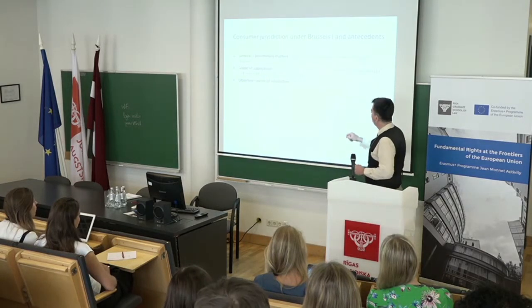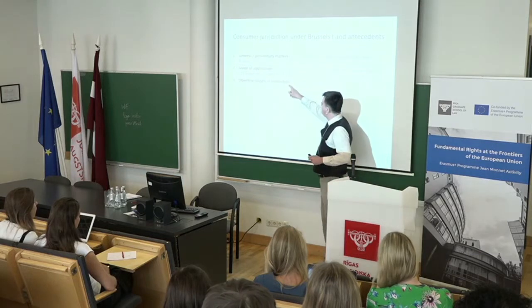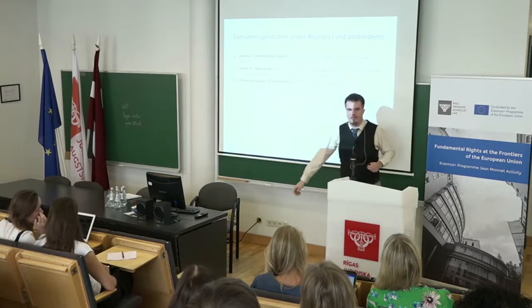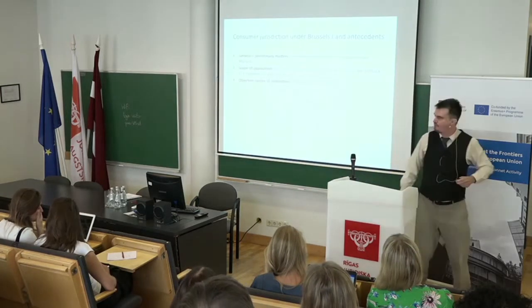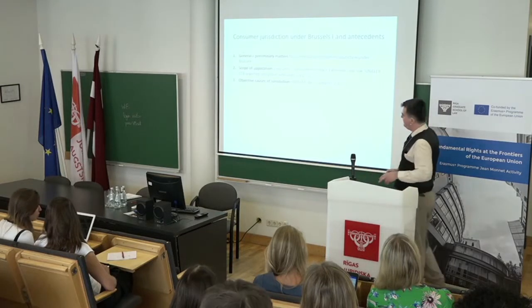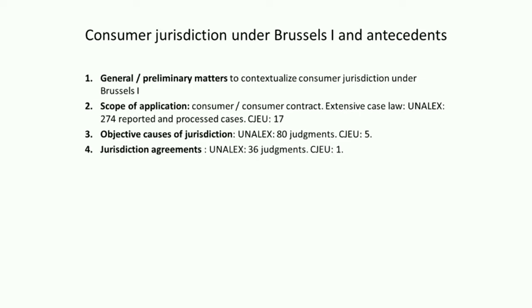Just one specific issue. For the interpretation of the cause of jurisdiction, 80 judgments are reported that shape the ultimate meaning of the cause of jurisdiction for consumers, five of which are from the Court of Justice of the European Union. And if there happens to be a jurisdiction agreement, then we still have, at this point in time, 36 reported cases about what a jurisdiction agreement means and how it has to be interpreted, one from the Court of Justice of the European Union.